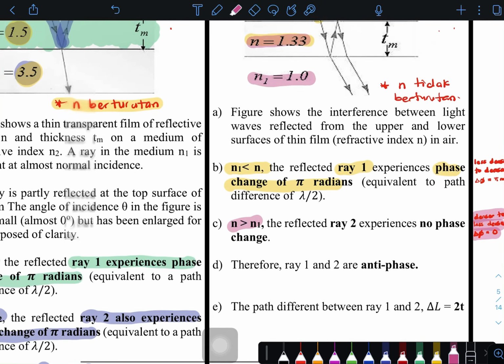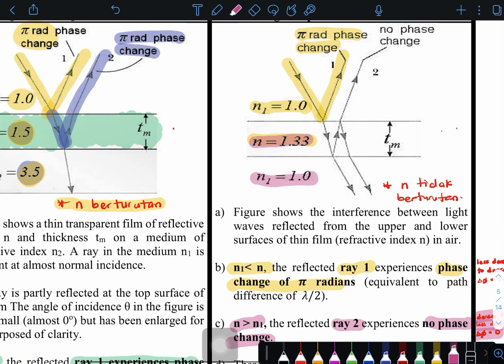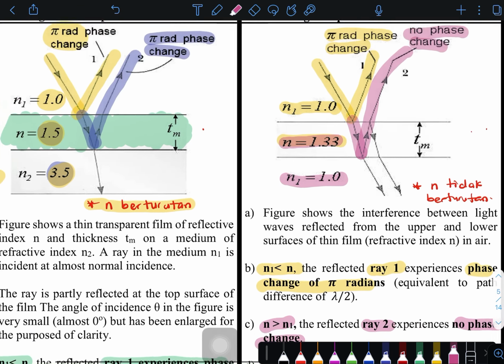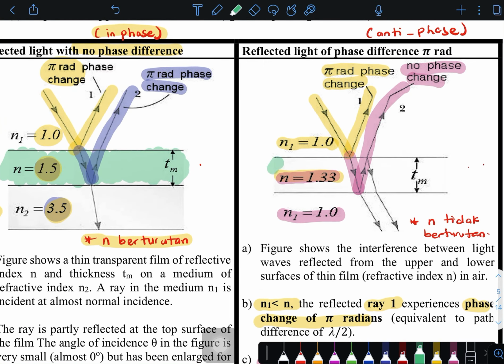Okay, kalau saya tulis kat sini, denser to less dense akan ada phase difference sebanyak 0. Makanya dia tak akan ada phase difference. Okay, sebab 1.33 ni lagi besar daripada 1. So dia tak ada phase change. Disebabkan mereka tiada phase change, ray 1 and ray 2 are anti-phase. Okay, so here also the thin film. Dan mereka ialah anti-phase. Sebabkan mereka anti-phase, macam mana tahu dia anti-phase? Kamu tengok number of N tidak berturutan.